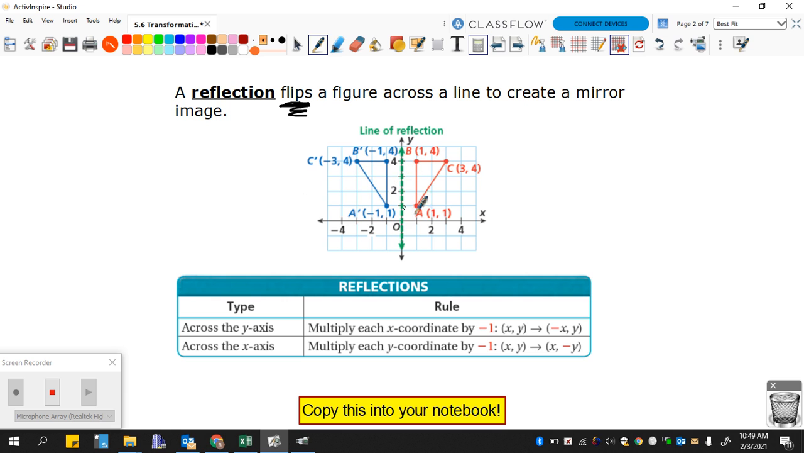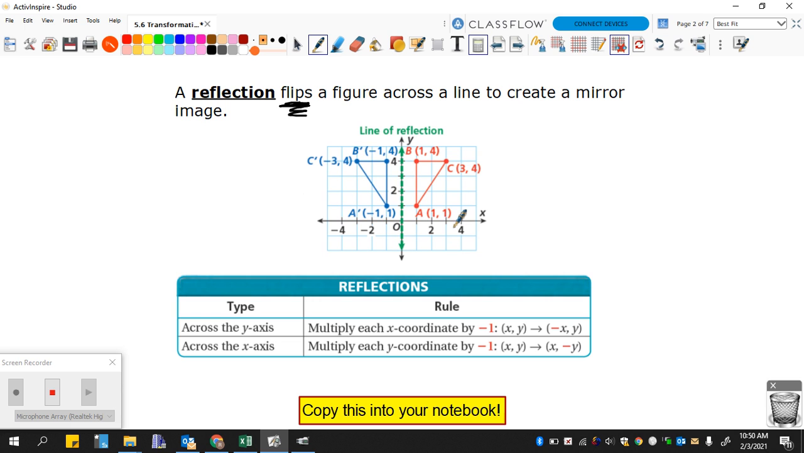So in this one here, you'll see that it flipped it. You know how if you look in a mirror, your reflection is exactly opposite of what you are? If you raise your right hand, it looks like you're raising your left hand. The same thing goes with the coordinates. If you flip it across the y-axis, then your x-coordinate is going to change signs. And if you flip it across the x-axis, your y-coordinate is going to change signs.